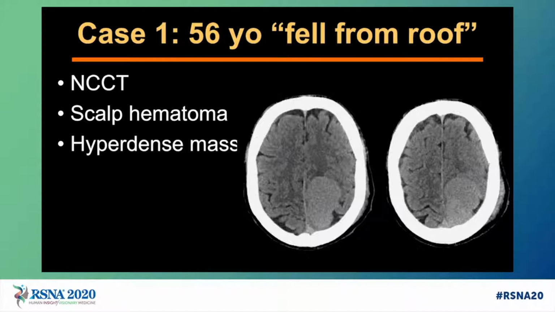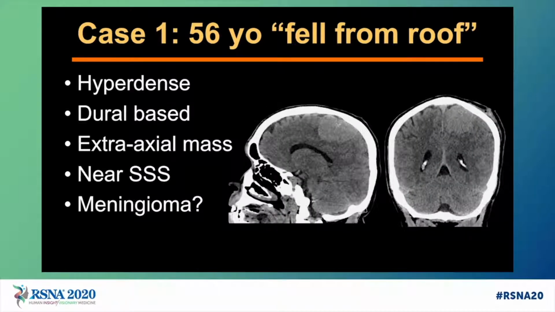Case 1 is a 56-year-old who fell from a roof. We obtained a non-contrast CT, and you can see the left-sided scalp hematoma, but I'm sure you're also noticing the hyperdense mass. Now, I find the coronal and sagittal reformatted images quite useful, and in this case, not only do they show the hyperdense mass, but they show that it's dural-based, extraaxial, and lies near the superior sagittal sinus. At this point, I'm thinking meningioma.